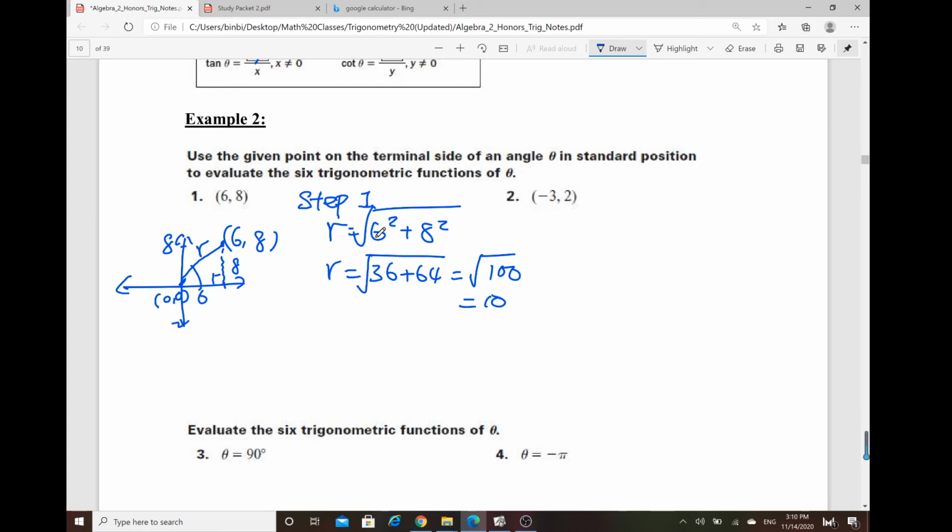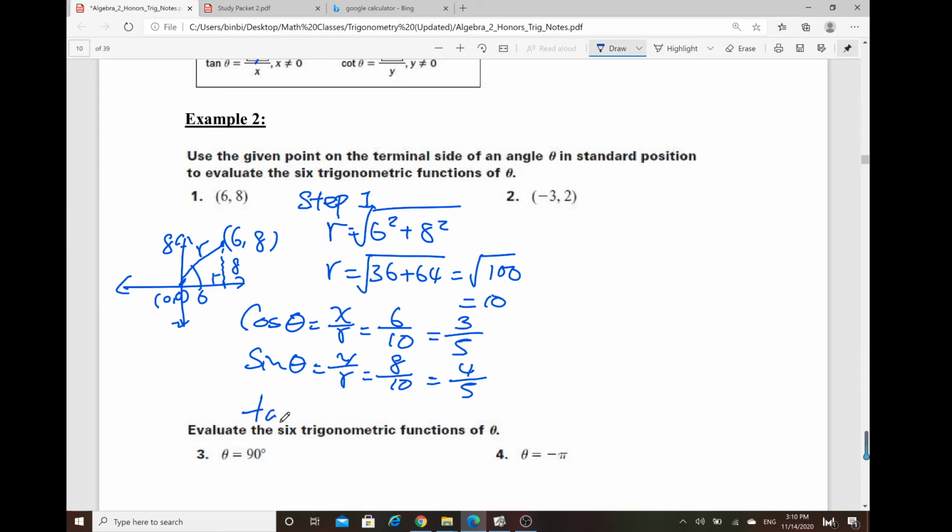Now find the ratios. Cosine of theta is x over r, which is 6 over 10. Don't forget to reduce to simplest form, which is 3/5. Sine of theta is y over r, so it's 8 over 10. Reduce, so it's 4/5.